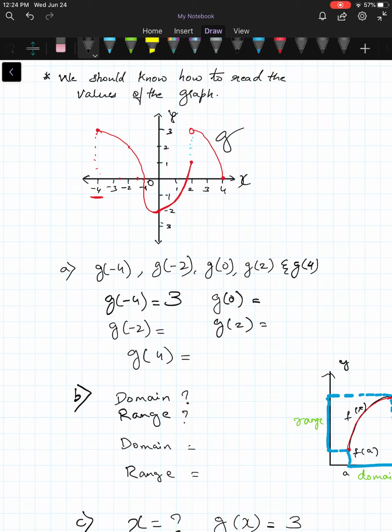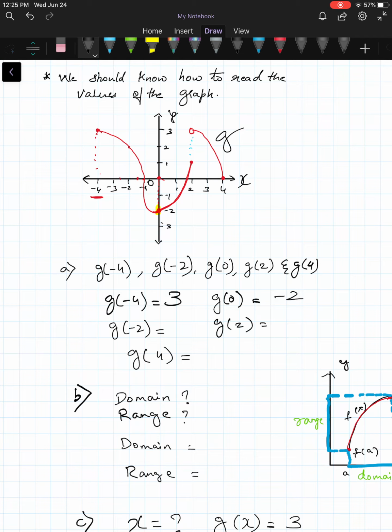So what happens to G of 0? When x is 0, the functional value touches the y-axis, correct? It is here. So this is our x equals 0. If we go down, this is the point, the one in yellow that I marked now. That is -2. So G of 0 is -2.